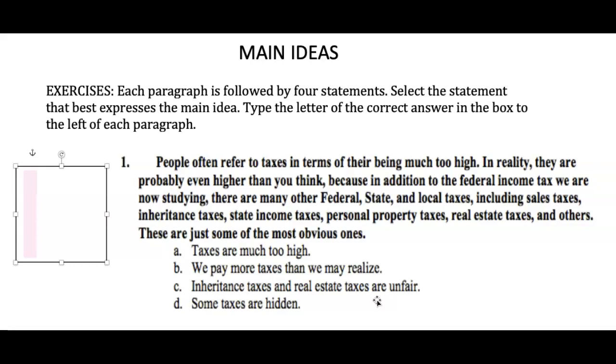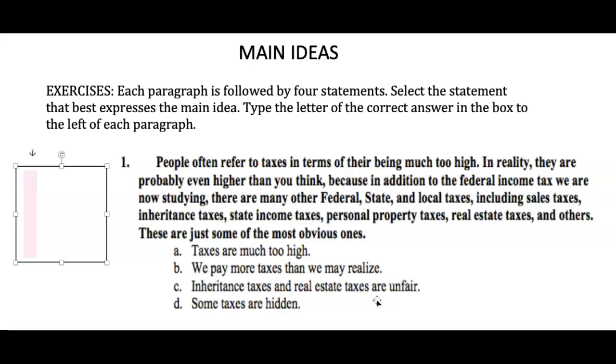My goodness. Okay, so what do we know about this paragraph other than they use the word tax or taxes 153 times, right? Okay, let's look at our choices. A, taxes are much too high. B, we pay more taxes than we may realize. C, inheritance taxes and real estate taxes are unfair. And D, some taxes are hidden.